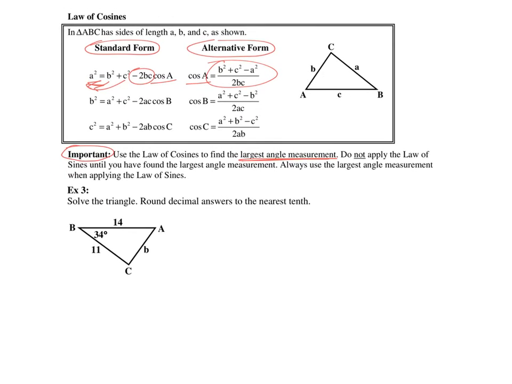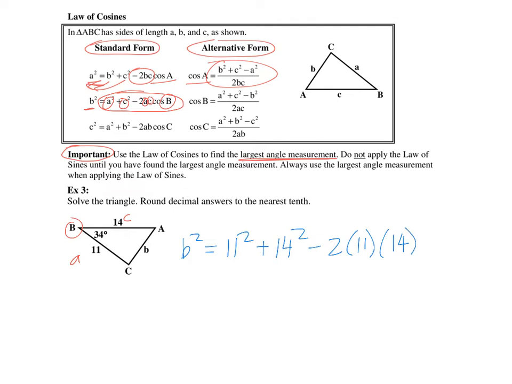Okay, so what do I have to work with here? This would be my A, this would be my C, and I have angle B. So I have A, C, and angle B, which is all the information I need to solve for side length B. So let's do that. B squared is equal to 11 squared plus 14 squared minus 2 times 11 times 14 times cosine of 34 degrees. Not too bad. Just take it step by step.